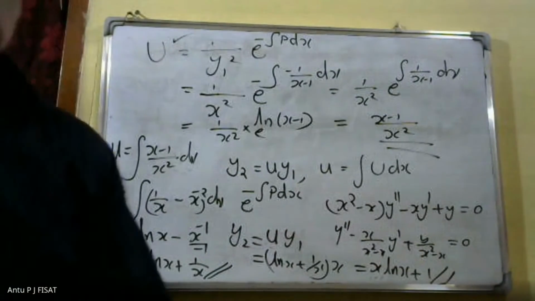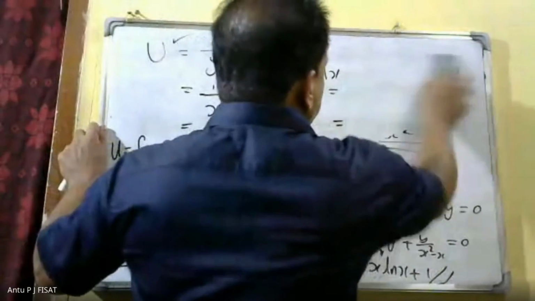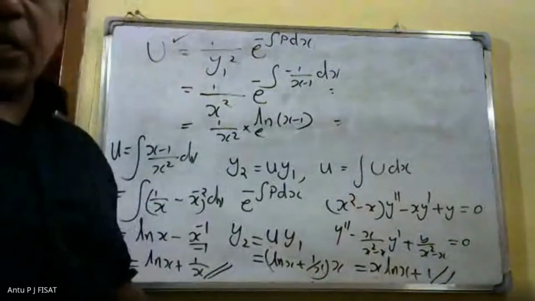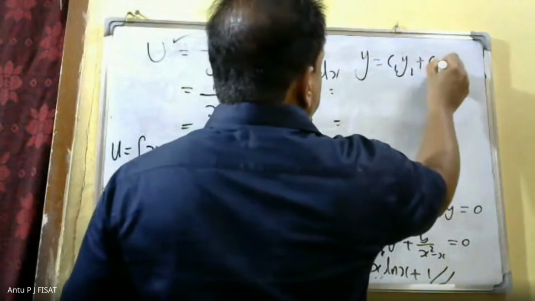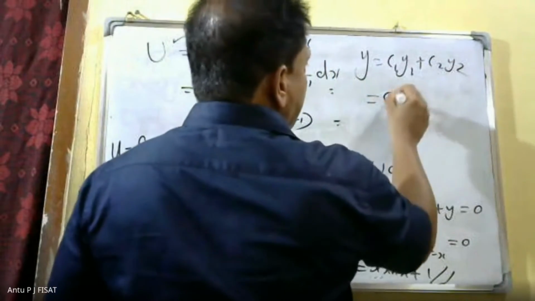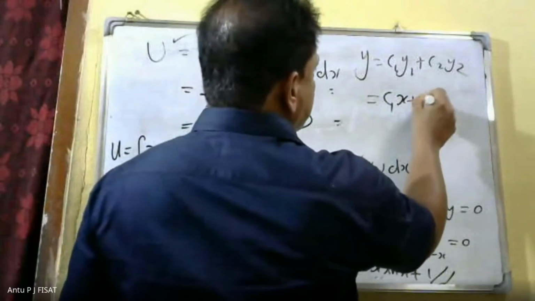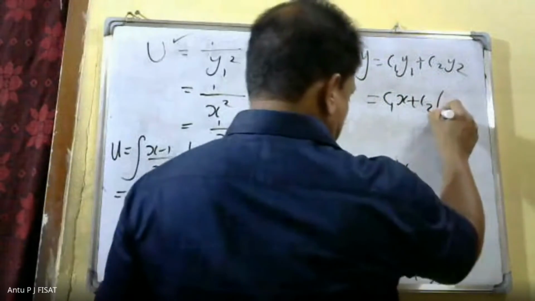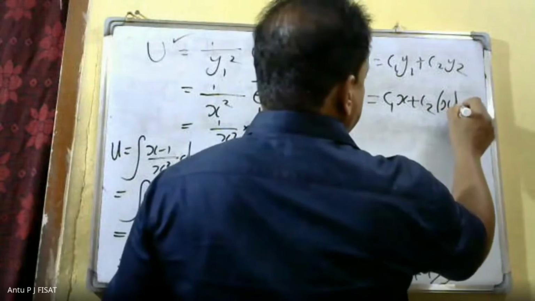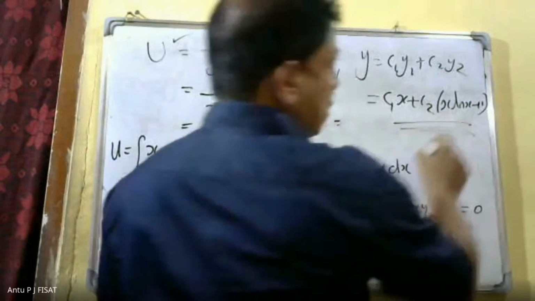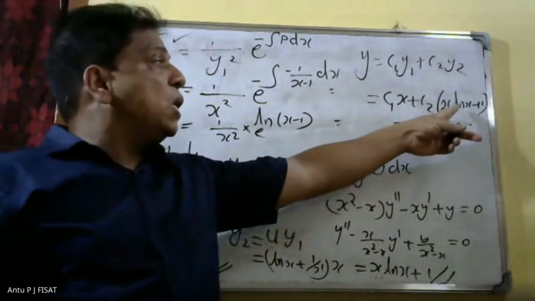Therefore, the general solution will be y = c1 y1 + c2 y2. Here y1 is equal to x, plus c2 into y2, which is x ln x + 1. Therefore, our final solution will be y = c1 x + c2 (x ln x + 1).